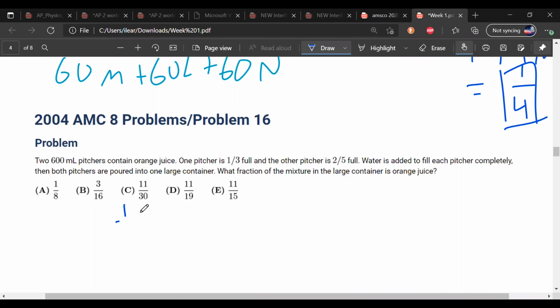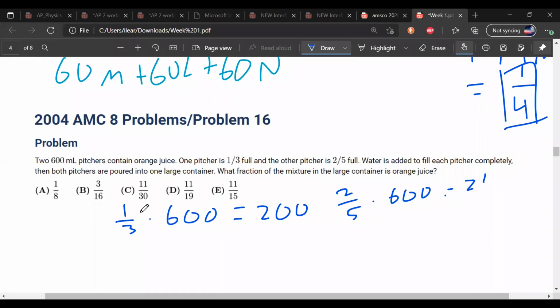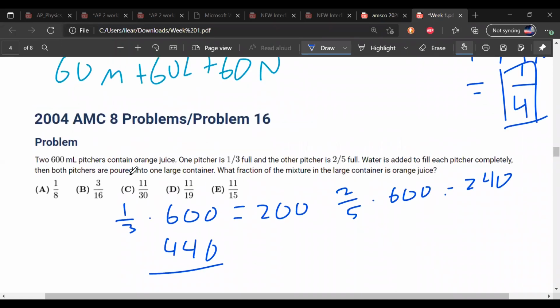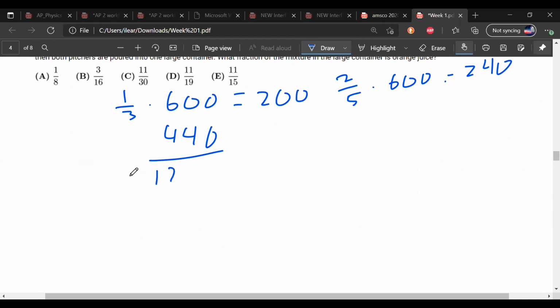So we have one pitcher 1/3 full of orange juice. So 1/3 times 600 is equal to 200 milliliters of orange juice. The other is 2/5 full. So you have 2/5 times 600, which is equal to 240 milliliters of orange juice. If we add these two together, we get 440 total milliliters of orange juice over 1,200. If we cancel, we get 44 over 120, divided by 4, which gives 11 over 30.